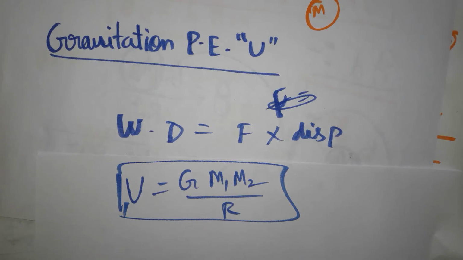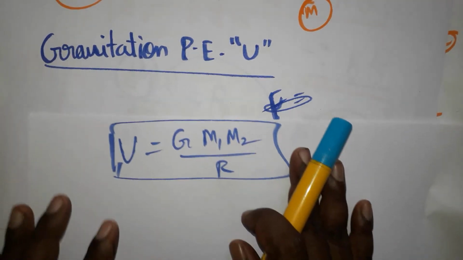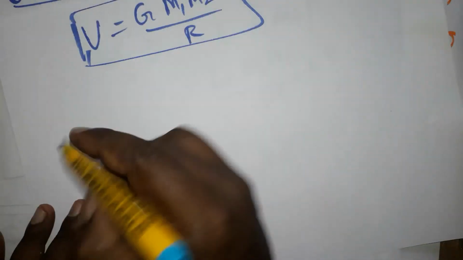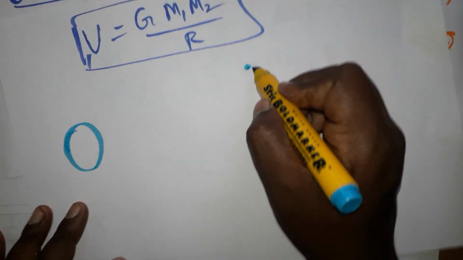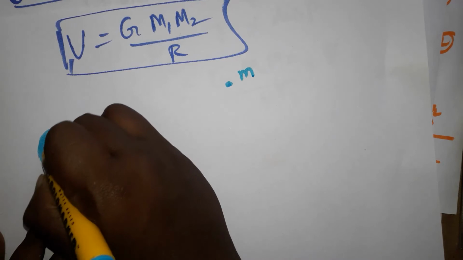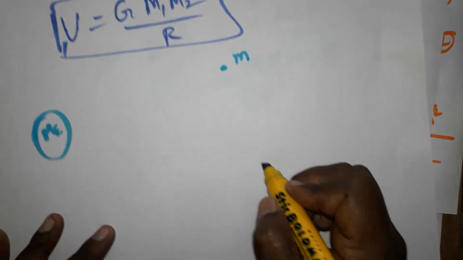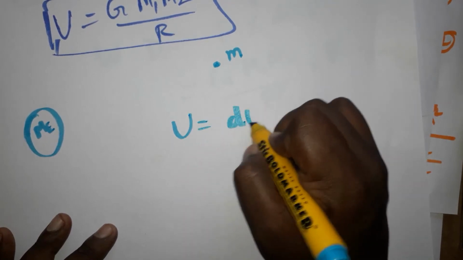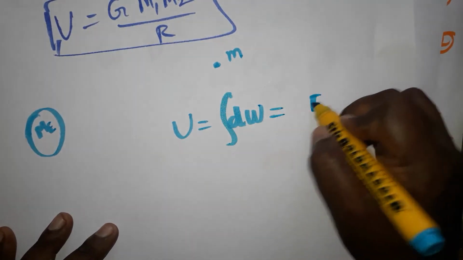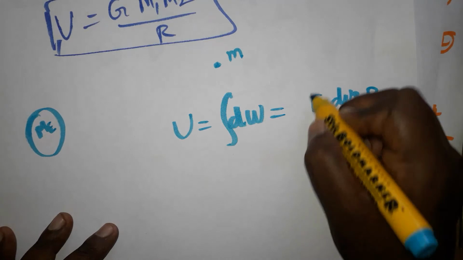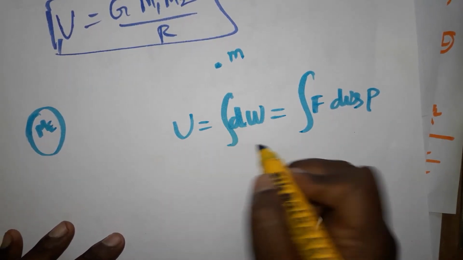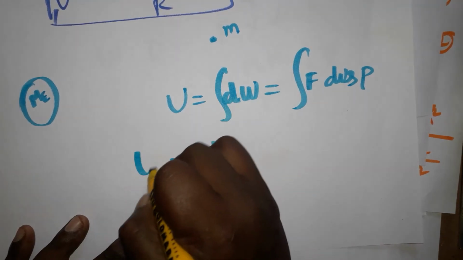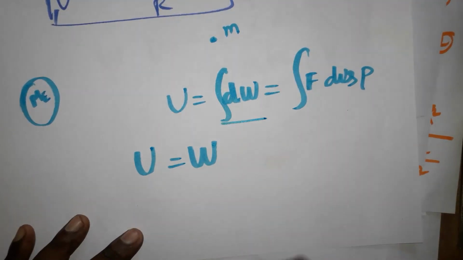Now I'm going to use the same equation with the formal procedure. We bring the object from infinity to the earth surface. The test mass is taken as small m, and the mass of the earth as capital M. Gravitational potential energy is the work done, and work done is equal to force into displacement. The integration of dW will be W, the total work done, which we can take as U.